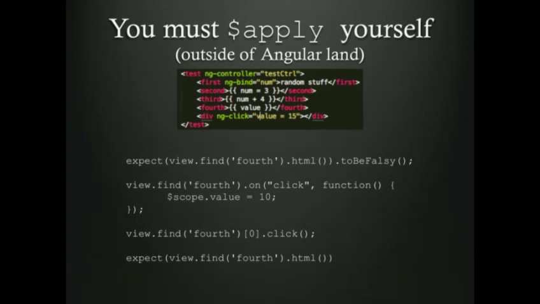So in this case, we've got the same template going on here. If I look at the 4th tag and look at its contents, I'm going to expect it to be falsy because nothing's run at this point. The value hasn't been updated. Then I'm going to attach a jQuery event handler on the same tag and say, if you click this, you're going to update that scope value to be 10. So that should update this little expression right here to be 10. So then I click it. What do we think the value of that tag is going to be? Guesses? It's going to be the same. It's going to still be falsy.